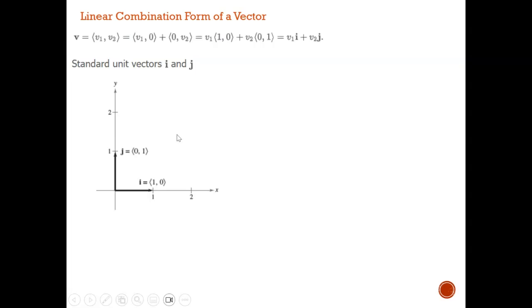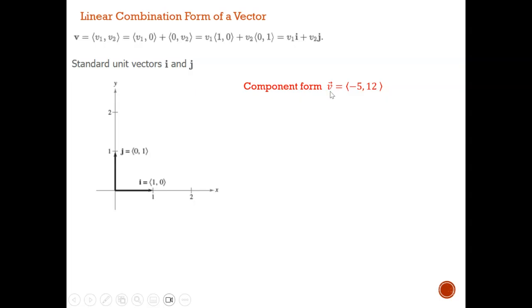Now, this is another form to write a vector, right? We learned how to do it in component form. Now, this is called the linear combination form of a vector. I believe when you do physics and when you do calculus 3, we don't use component form anymore. They like to use the linear combination form, which is i stands for the v1 component and j stands for the v2 component. For example, this is my j vector, because it's like my y, and this is my i vector, which is like my x.